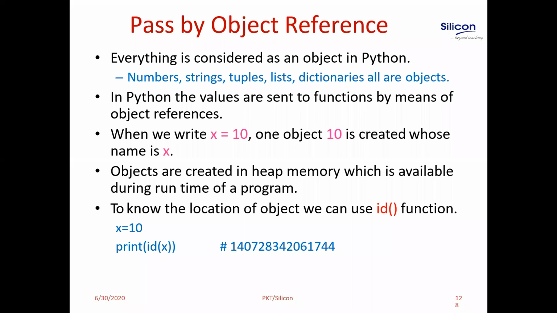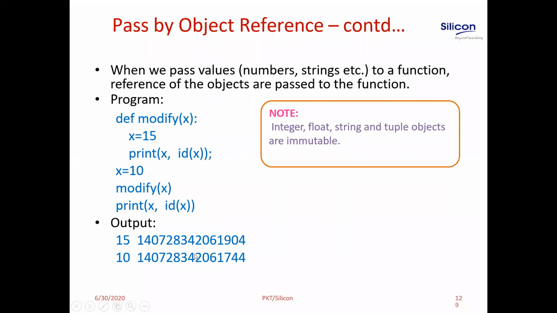In Python, values are sent to functions by means of object reference. So what you are sending is actually an object reference. Objects are created in heap memory, which is available during runtime, and the id function returns the address at which it is stored. If x equals 10 and I want to print the address of x, I just print id of x, right? So let's take an example.